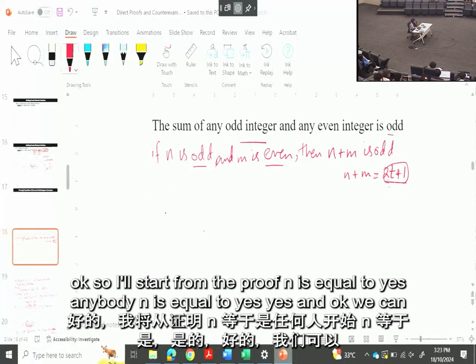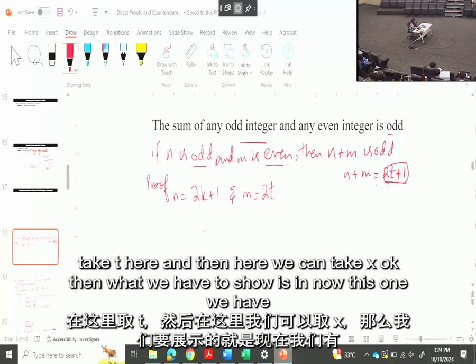All right. Okay. So I'll start from the proof. n is equal to, yes? Anybody? n is equal to? Okay, we can take t here, and then here we can take x.